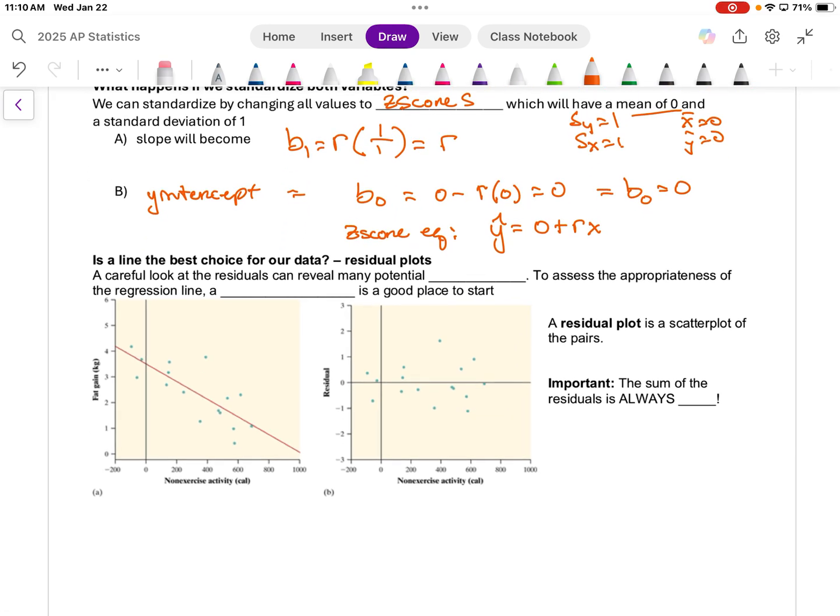Next part is the line of best choice. Is the line of best choice for your data? We look at a residual plot, and our key thing here, if we're deciding whether it is our line of best choice, is to decide, is it linear? And we use a residual plot to help us figure that out. A careful look at the residuals can reveal many potential problems. To assess the appropriateness of the regression line, a residual plot is a good place to start.